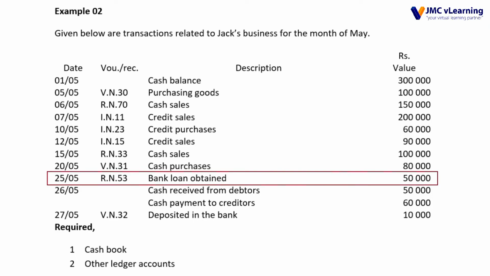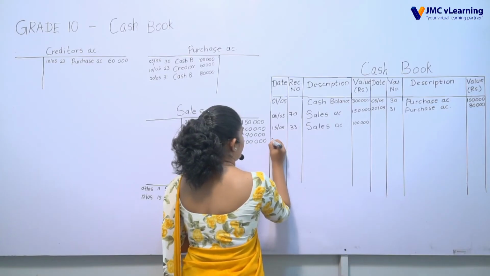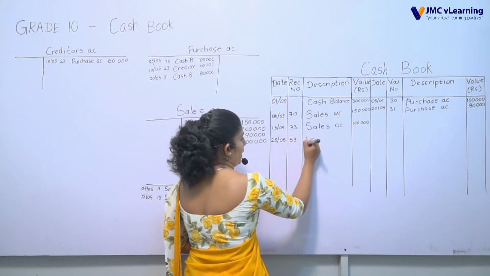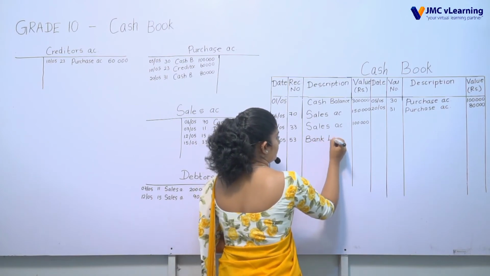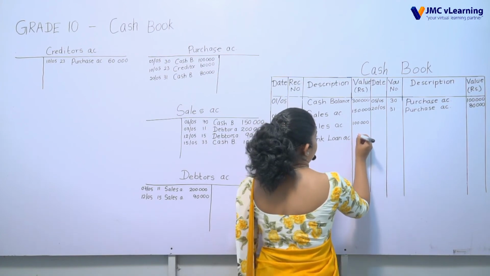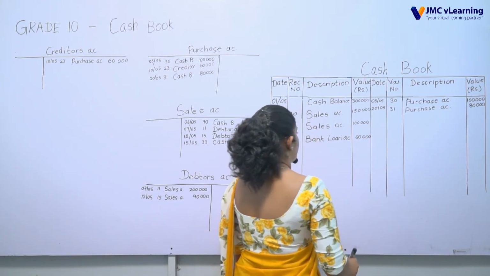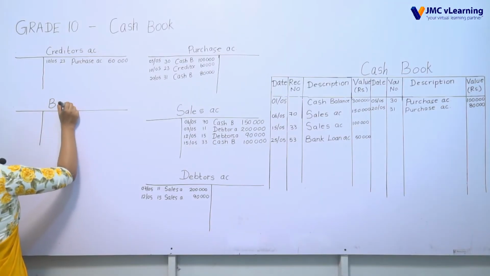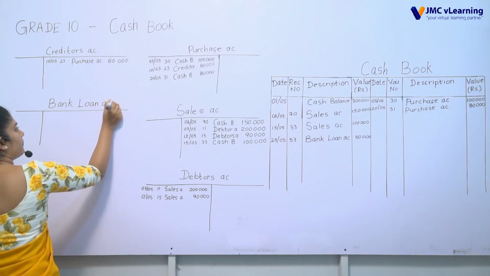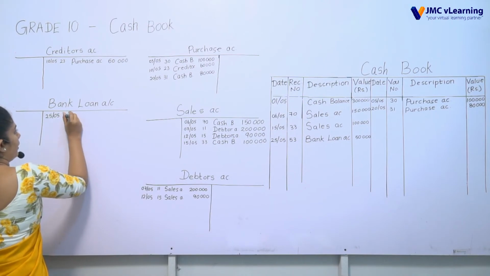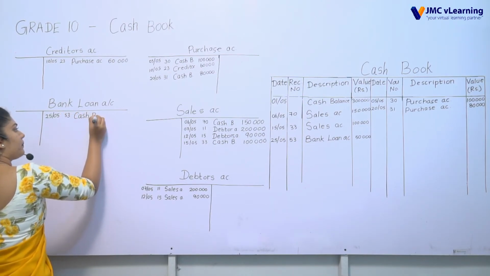Next, 25th, bank loan obtained 50,000. Receipt number 53. 25th of May. Receipt number 53. Bank loan, the amount is 50,000. So we have to open up a new account for bank loan. Bank loan account. Date 25th of May. Receipt number 53. Cash book 50,000.